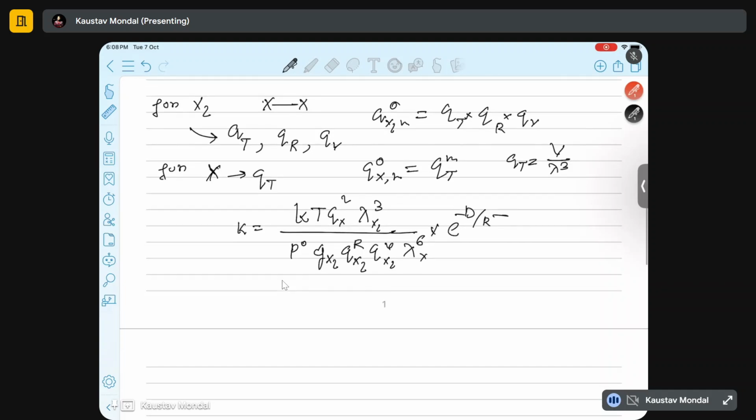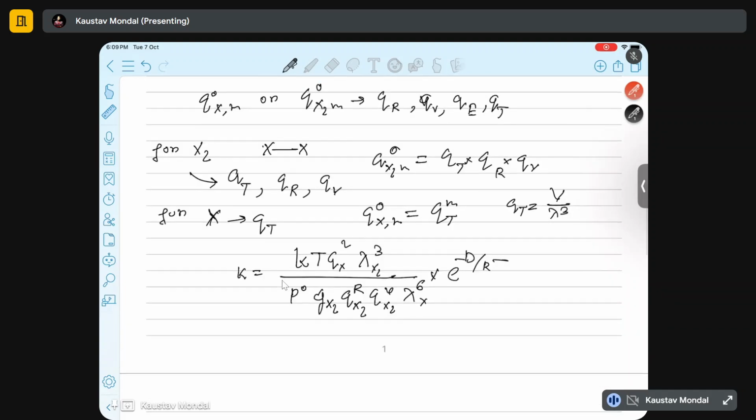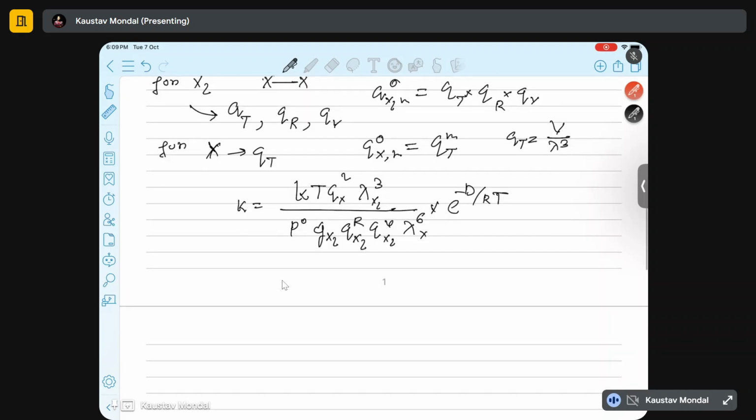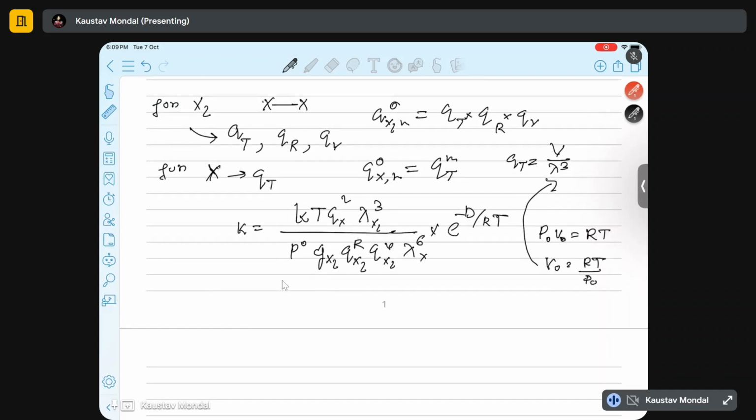Okay, so p0 basically comes from the fact that we are considering this whole thing in the standard state, so we can write p0 equal to v0 by RT. So we can write v0 as RT into p0. Okay, so we are substituting this v0 into this expression of the translational partition function, and after doing that we will get this type of expression for the equilibrium constant K.